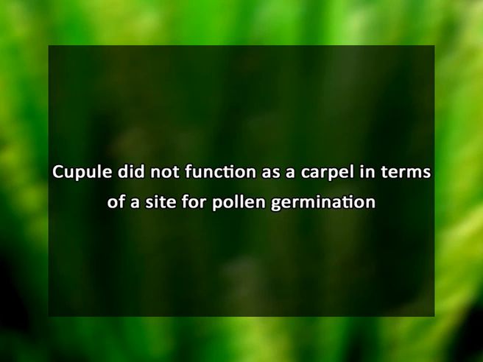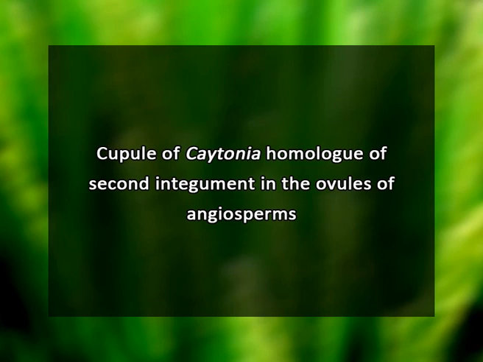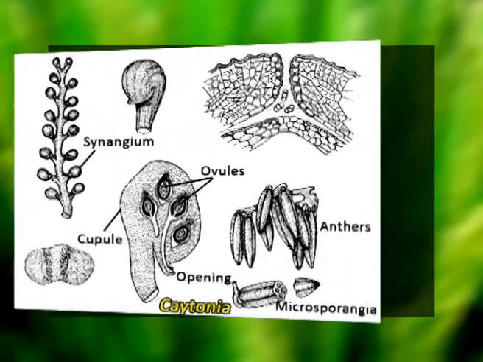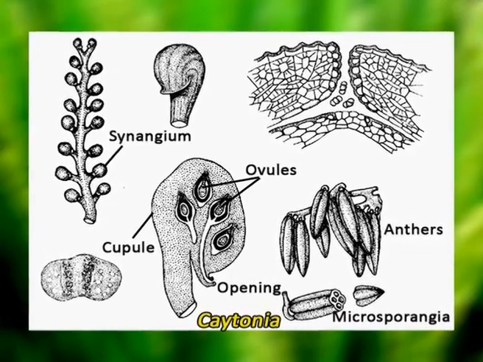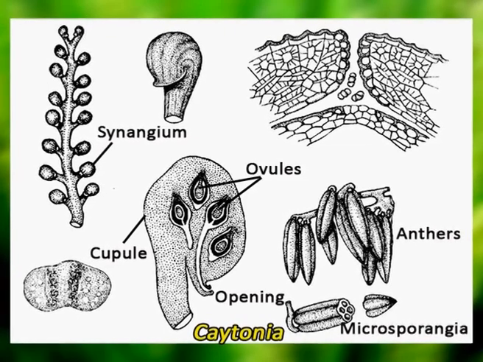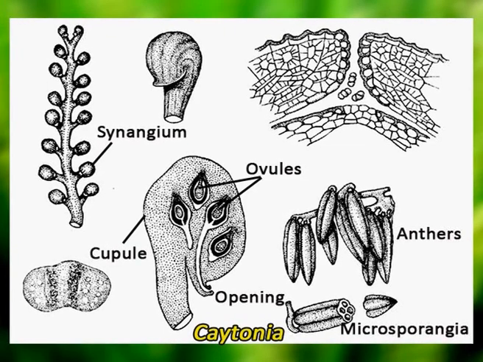what we see in Angiosperms. Another viewpoint about the cupule of Caytonia is that it is a homologue of the second integument, which is present in the ovules of the majority of the Angiosperms and might have evolved by reduction of the number of ovules within the cupule to just a single one. Although the homology of reproductive structures in Caytonia with reference to Angiosperms is largely unclear, still they are more closely related to the Angiosperms than to the Gymnosperms.